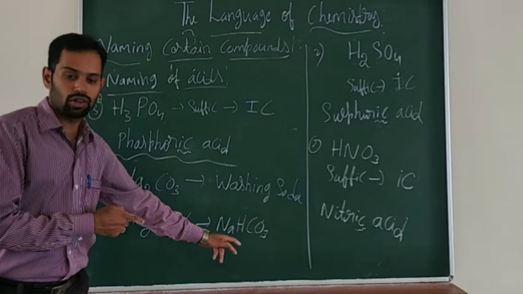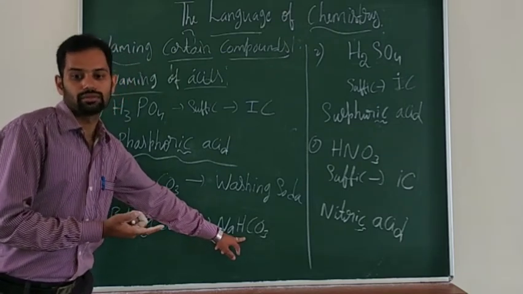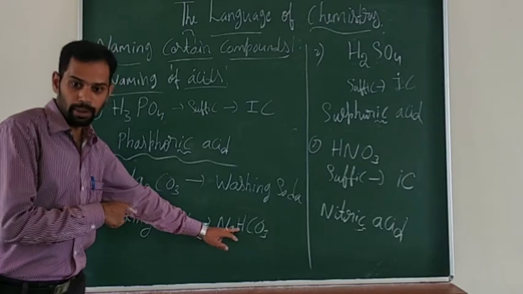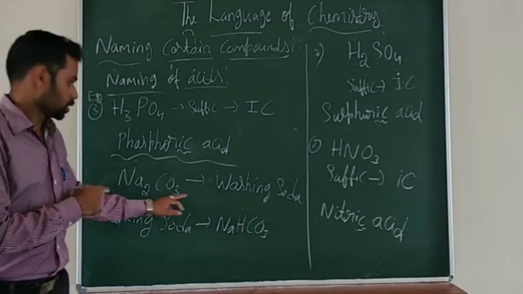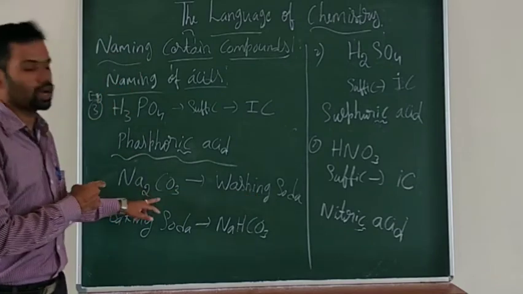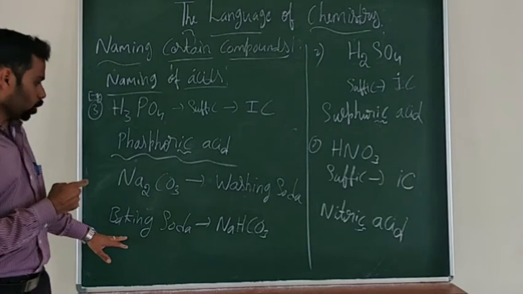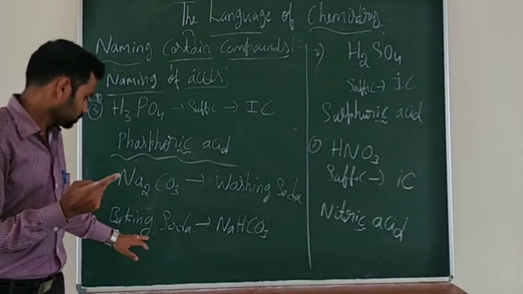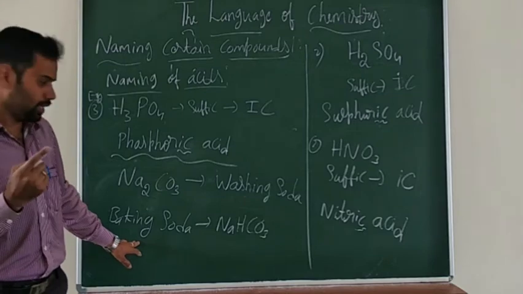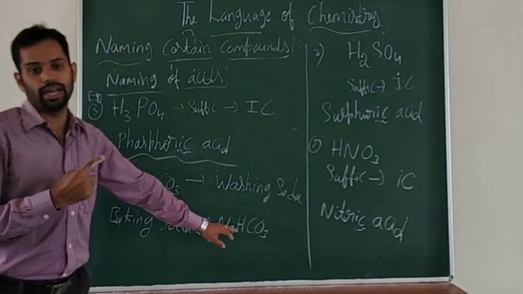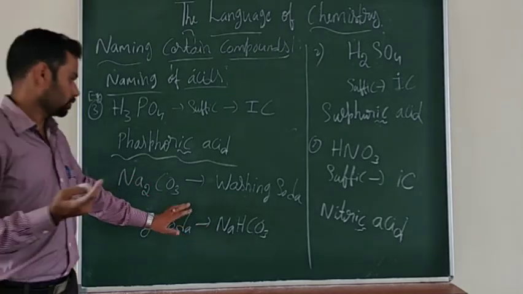In chemistry we call it sodium bicarbonate. So the chemical name is sodium bicarbonate. And sodium carbonate, common name washing soda. Baking soda is the common name, and its chemical name is sodium bicarbonate. Okay, these are a few examples.